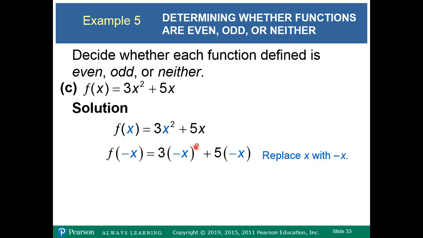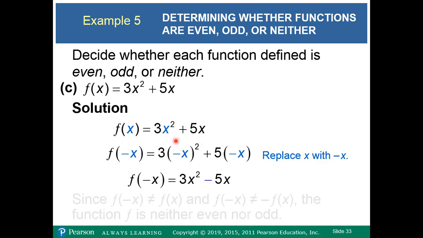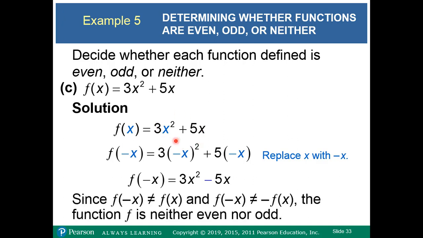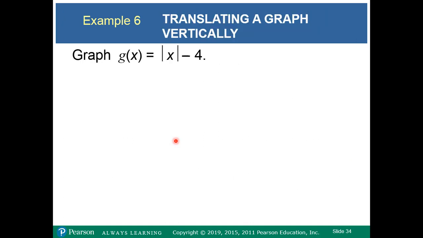So this is squared, so this is going to become a positive x again. But this is an odd exponent, so this is going to become negative, and it's going to become an opposite. So now you get 3x squared minus 5x, which is definitely not the same thing that we started with. And even if we were to factor out a negative 1, we're not going to get the original. So this is going to be neither even nor odd.